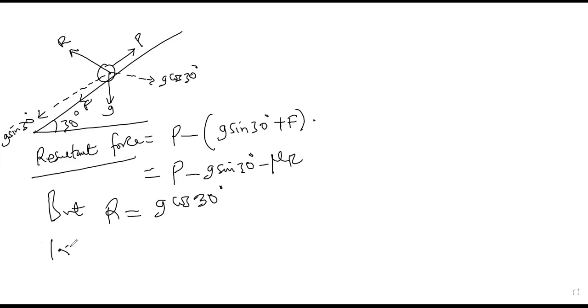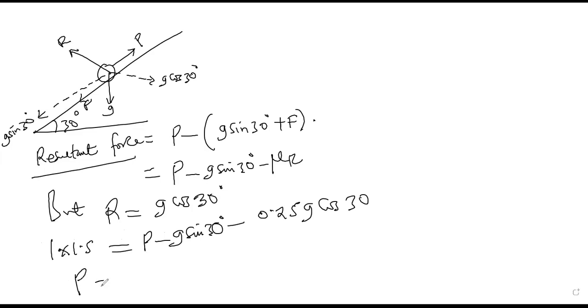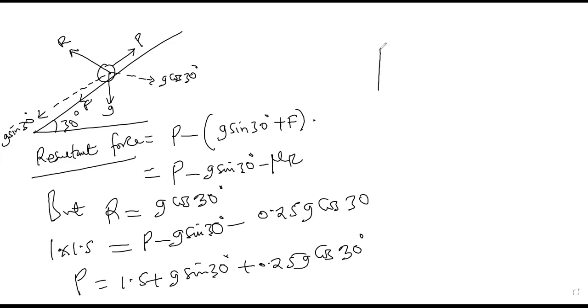Mass is 1 times acceleration, which was 1.5. So we shall have 1 times 1.5, that is MA, equal to P minus G sine 30 minus the value of mu. The value of mu was 0.25, then R, which is G cos 30. So you can get your P this side as 1.5 plus G sine 30, I've taken all this on this side, then plus 0.25 G cos 30 degrees. Solving this will give you a value of P as 8.25 Newton.